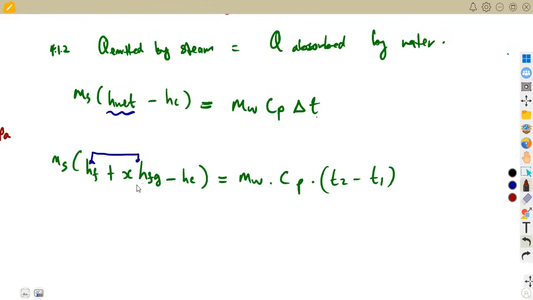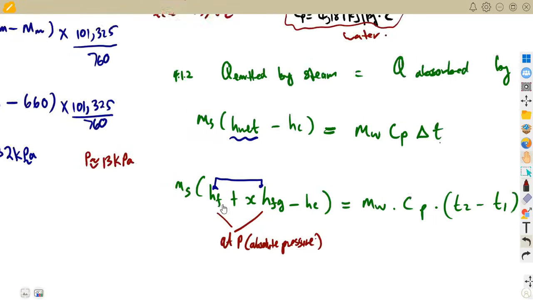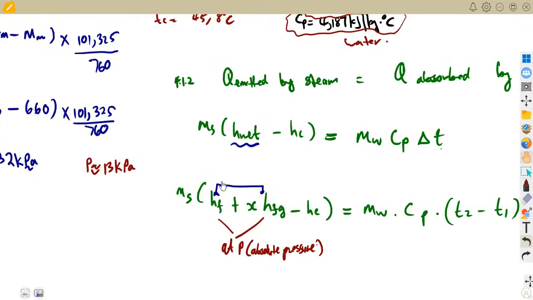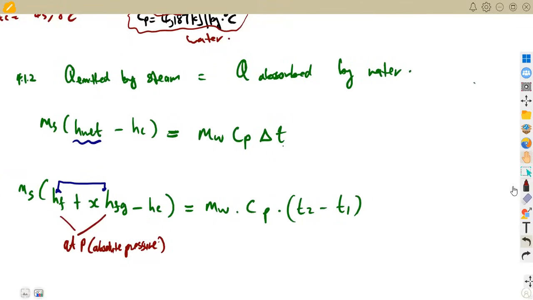So this HF and HFG, like I said, guys, the values of HF and HFG are taken at the absolute pressure, P. We obtained our absolute pressure here. So that's where we're going to use the whole number, because on our steam table we do not have decimals. So that is at 13 kilopascal. We need the value of HF and the value of HFG.